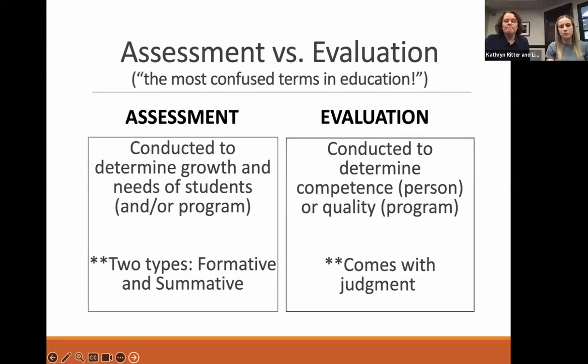Evaluation talks about, have you learned the material and can graduate from the program? Are you able to become board certified? Was the program adequate to meet the needs of your goals? So for instance, you will all be completing an evaluation of the program that we are doing here, as opposed to doing an assessment.